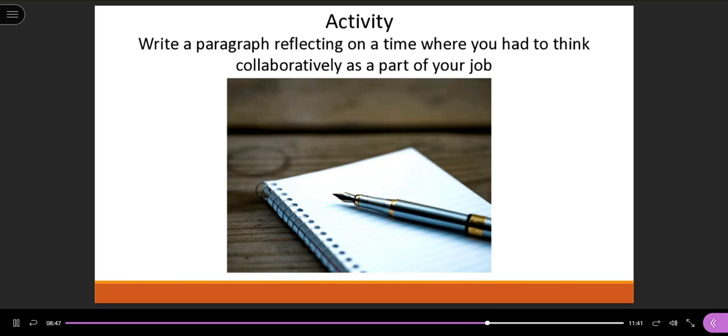We have also all had a time where we've had to think collaboratively, whether it was a school project or you work in a pod at your job. I would like everyone to write a paragraph reflecting on a time where they had to think collectively as a part of their job. And if you have a job where you mostly are alone, tell me about a time that you had to go to a conference or any time that you met with other professionals that do what you do and came upon a new solution or a new innovation.